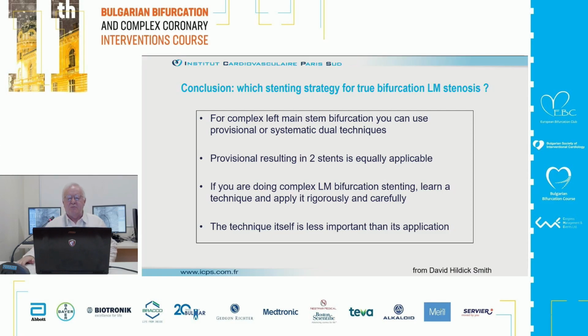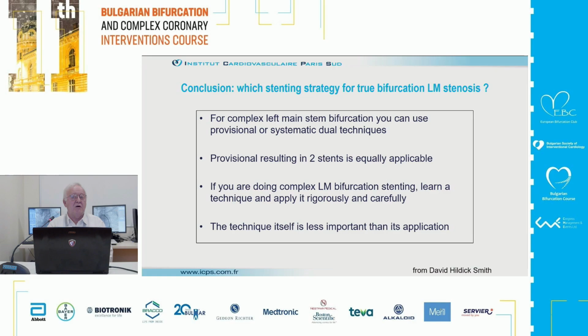For complex left main bifurcation, you can use provisional or systematic dual techniques. Provisional resulting in 2 stents is equally applicable. If you are doing complex left main bifurcation stenting, you have to learn the technique and apply it rigorously and carefully. The technique itself is less important than its application.